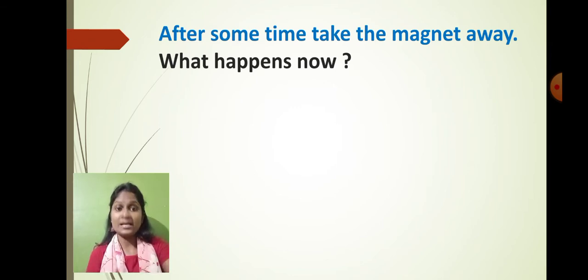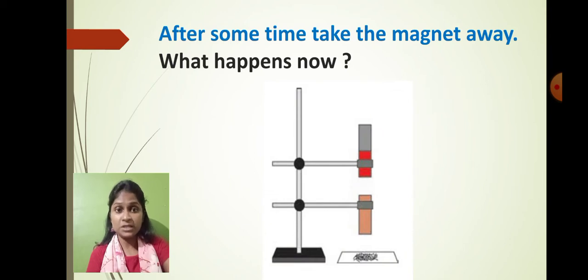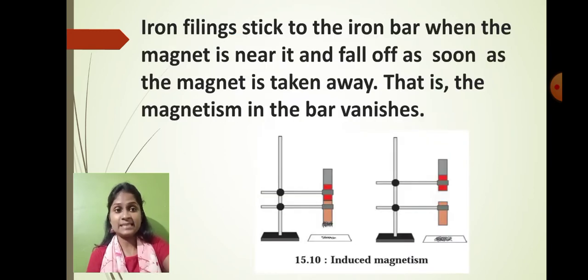But as soon as you take the magnet away from the iron bar, you can see that the iron filings fall away. So what does that mean, students? Can I say that the iron filings stick to the iron bar when the magnet is near to it?